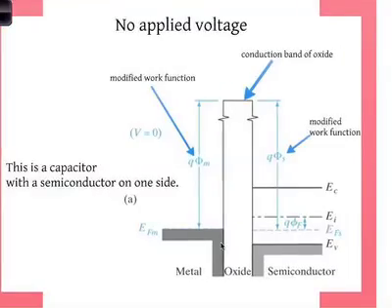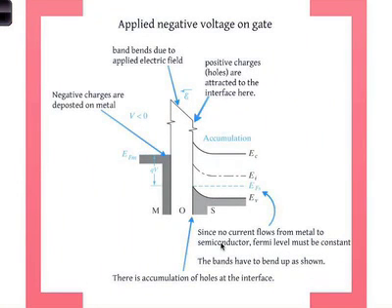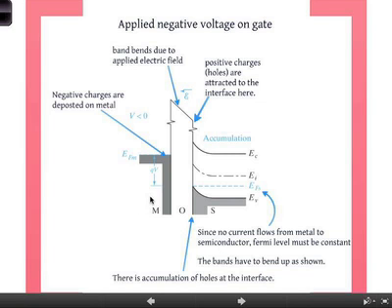Okay? Now, what happens when you apply a voltage? So that was equilibrium, no applied voltage. So in this case, you apply negative voltage on the gate. Okay? What happens? Essentially, when you apply negative voltage on the gate relative to the semiconductor, the Fermi levels split. Right? No longer flat. So you have a Fermi level which goes up on the metal side. Fermi level goes down on the semiconductor side.